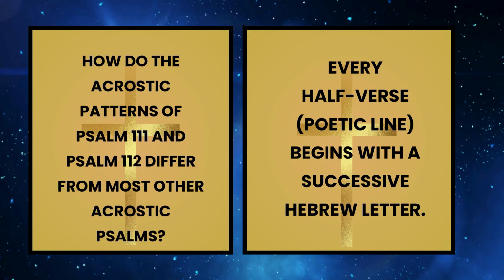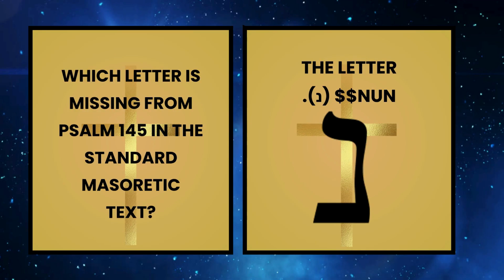How do the acrostic patterns of Psalm chapter 111 and Psalm chapter 112 differ from most other acrostic psalms? Every half verse, or poetic line, begins with a successive Hebrew letter. Which letter is missing from Psalm chapter 145 in the standard Masoretic text? The letter Nun is missing.